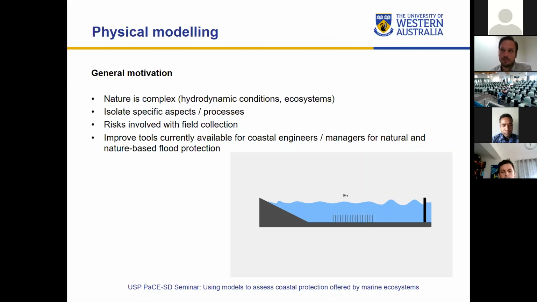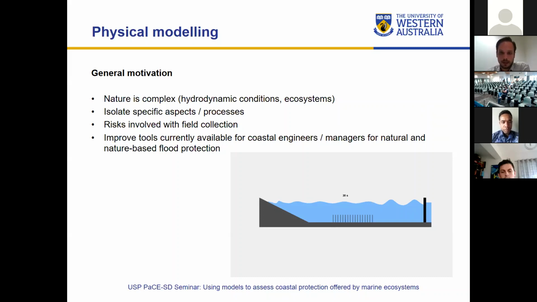So if you go out in the field, you need to kind of hope for the right wave condition or the right storm to pass by. You can simulate anything. And also the ecosystems themselves. You can imagine a seagrass meadow might be very spatially non-uniform, which is very difficult to then try to understand how it actually affects waves.